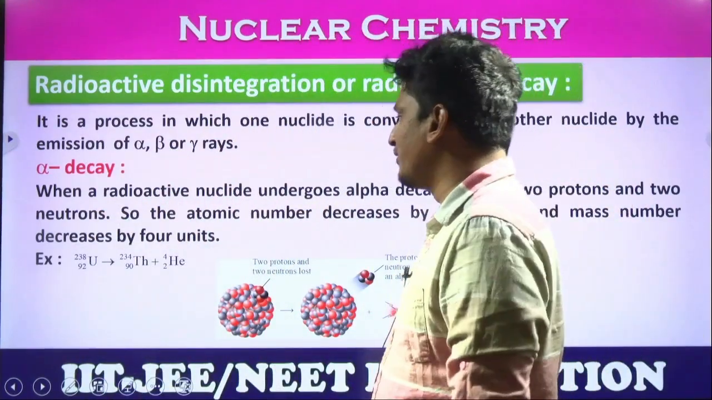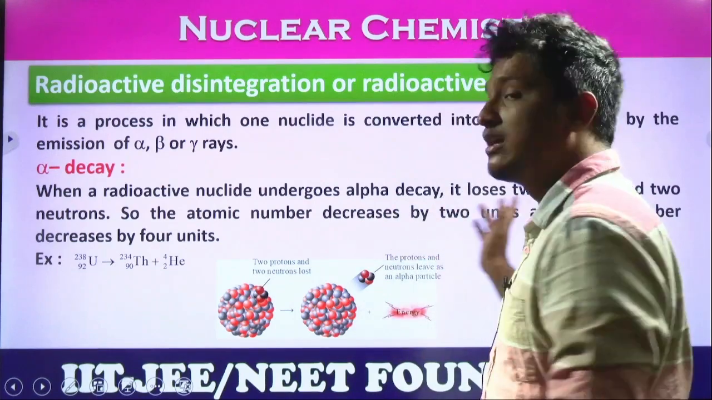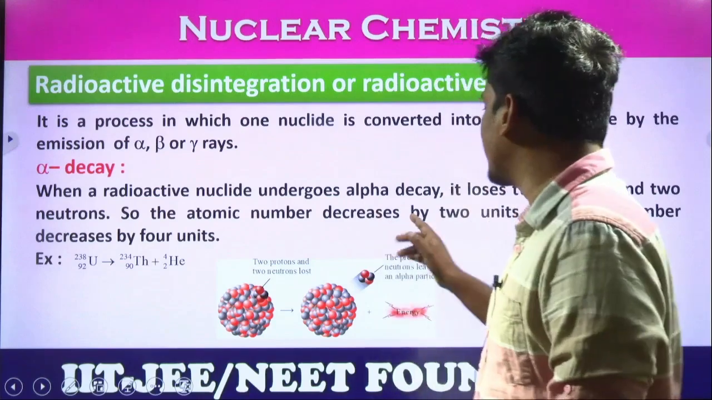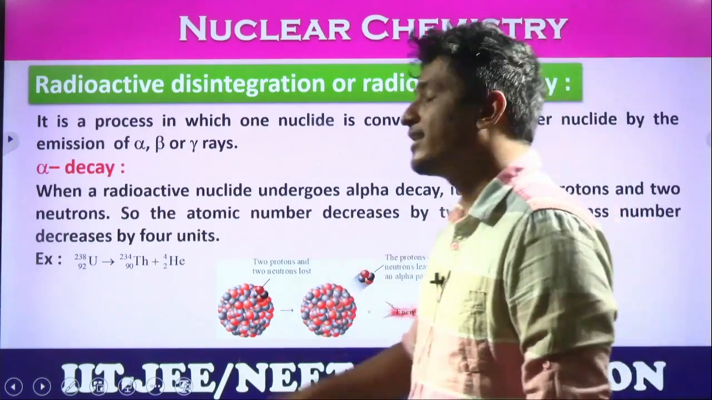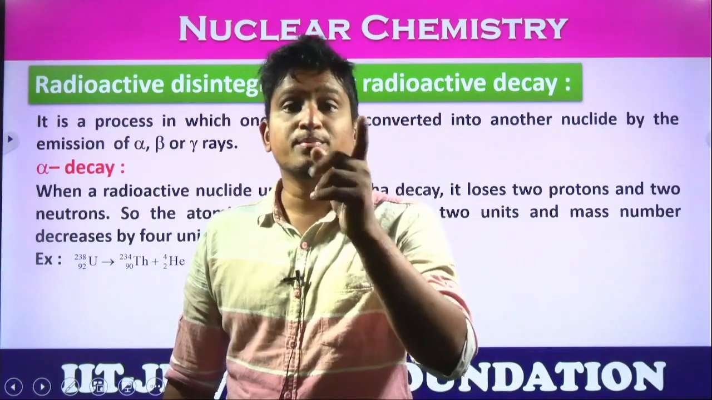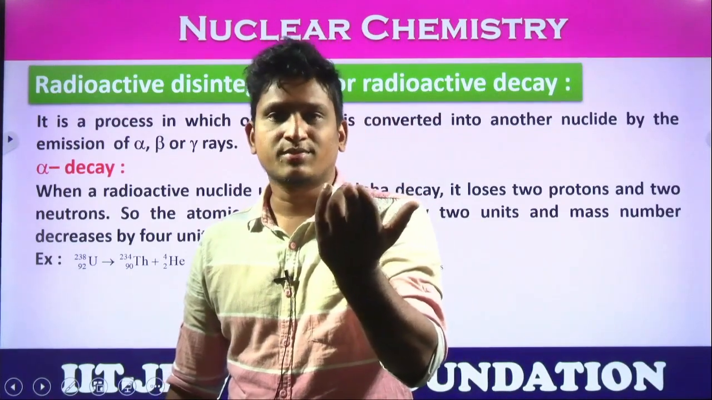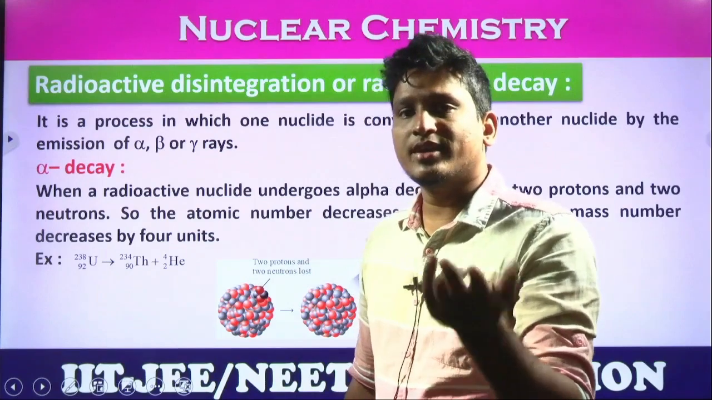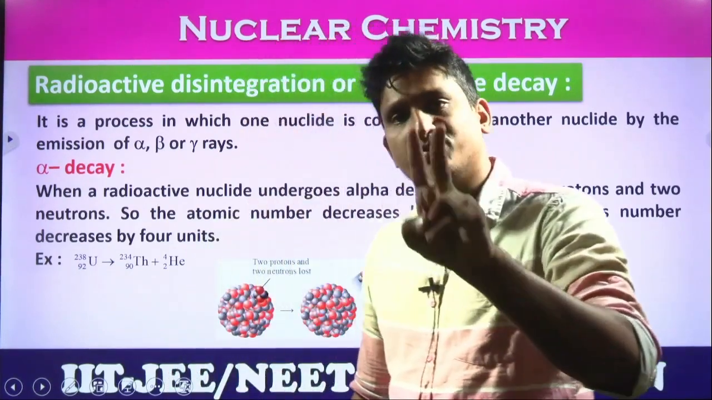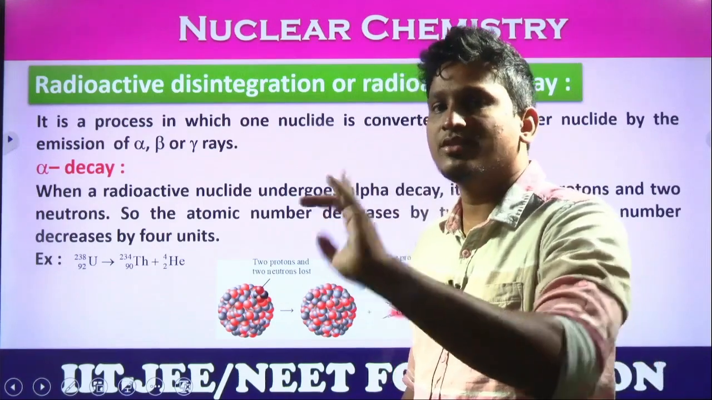So look at here, alpha decay. When a radioactive nuclide undergoes alpha decay, it loses how many protons? Two protons and two neutrons. So the atomic number decreases by 2 units and the mass number decreases by 4 units. Yes, sir. What is atomic number? Number of protons. What is mass number? Protons plus neutrons. That's why atomic number decreases by how many units? 2 units. And mass number decreases by 4 units. Why? Because 2 protons and 2 neutrons. Protons plus neutrons is mass number.